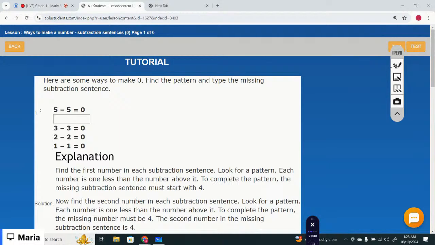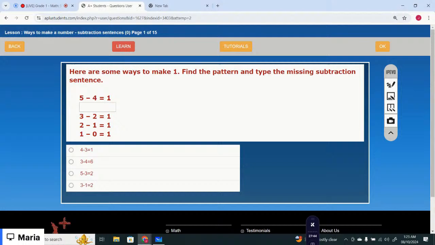Okay, let's just start with the test questions. Let's see which one is. Here are some ways to make 1. Find the pattern and type the missing subtraction sentence. So which is the correct option? Which option is missing?